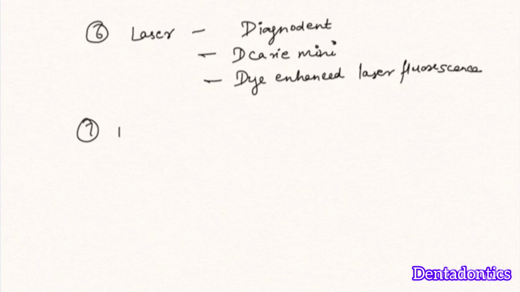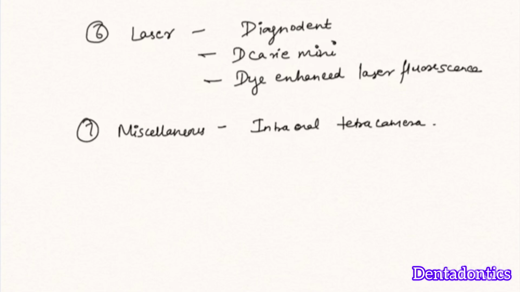Then DEXIS, it was approved by FDA in 2007, a pen size lightweight instrument to detect dental caries. Then we have dye enhanced laser fluorescence, and in miscellaneous we have the intraoral tetra camera which increases the sensitivity, but the disadvantage is there is decreased specificity. So this was all about diagnostic aids for dental caries.